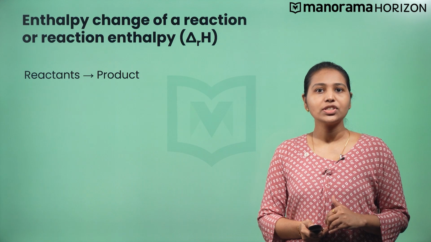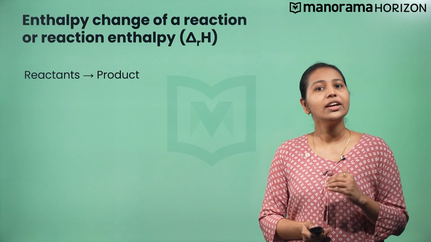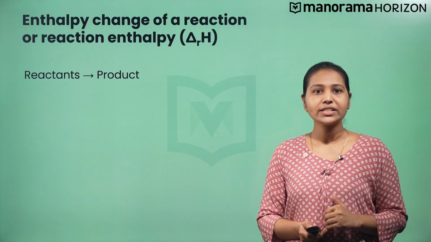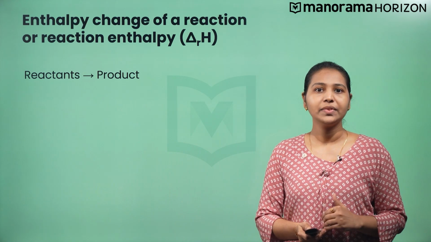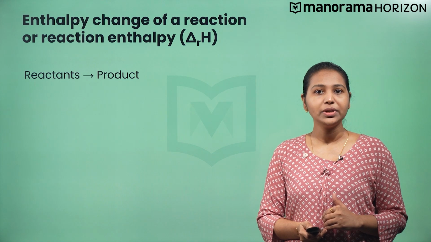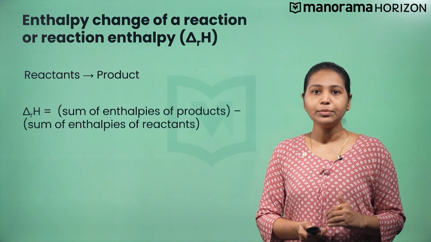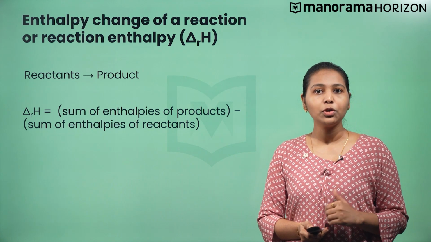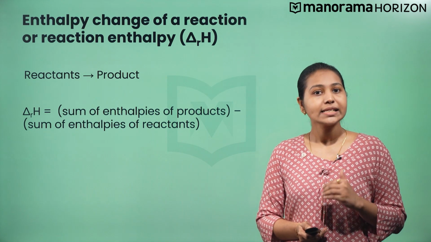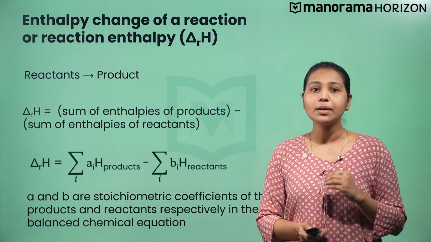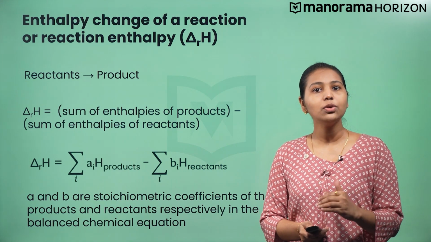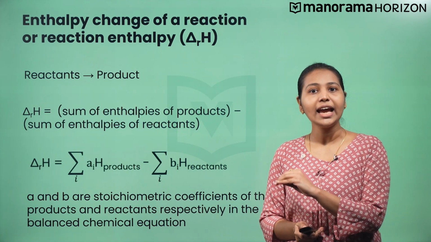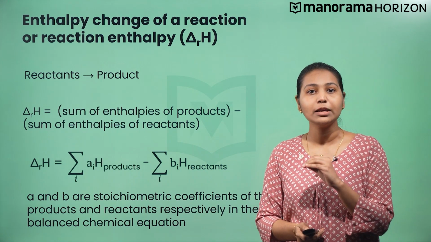Let us start our discussion with a general reaction in which reactants give products. The enthalpy change accompanying this reaction is called reaction enthalpy. The enthalpy of a reaction can be obtained as the difference between the enthalpy of products and that of reactants. In fact, it would be more appropriate to represent this as the summation of enthalpy of products minus that of reactants, including the stoichiometric coefficients of the products and reactants, that is A and B respectively, in the balanced chemical equation.